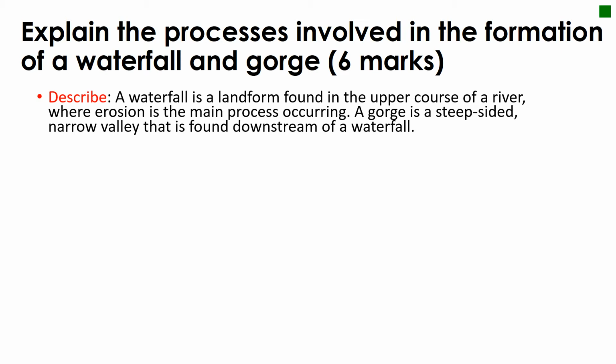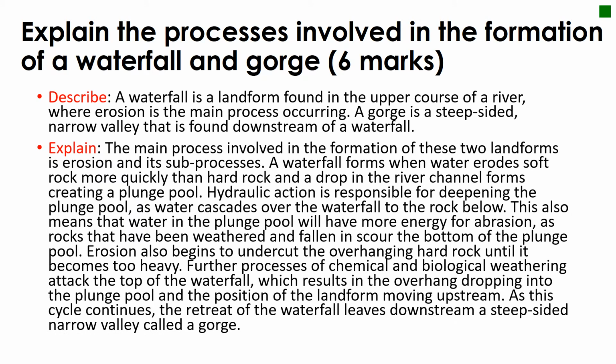And then we need to explain how these landforms are formed using the processes. The main processes involved in the formation of these two landforms is erosion and its sub-processes. A waterfall forms when water erodes soft rock more quickly than hard rock, and a drop in the river channel forms, creating a plunge pool. Hydraulic action is responsible for deepening the plunge pool as water cascades over the waterfall to the rock below. This also means that water in the plunge pool will have more energy for abrasion, as rocks that have been weathered and fallen in scour the bottom of the plunge pool.